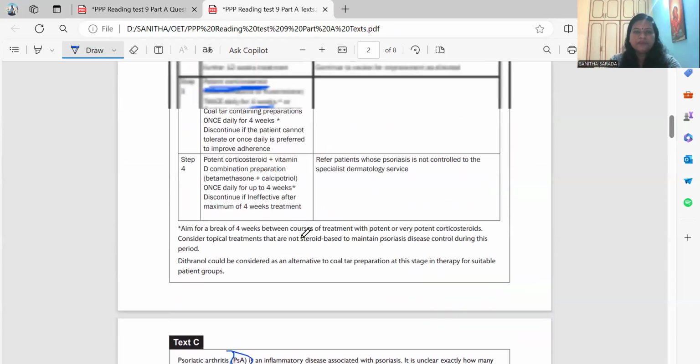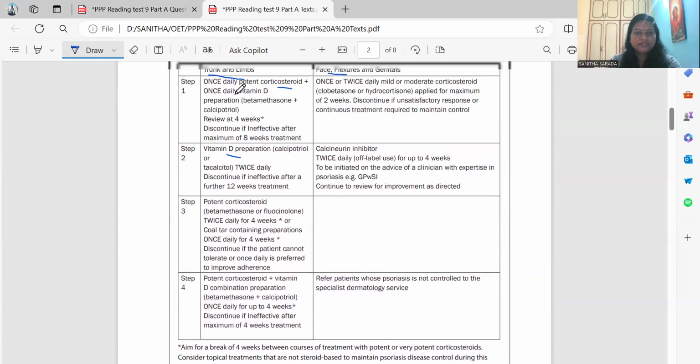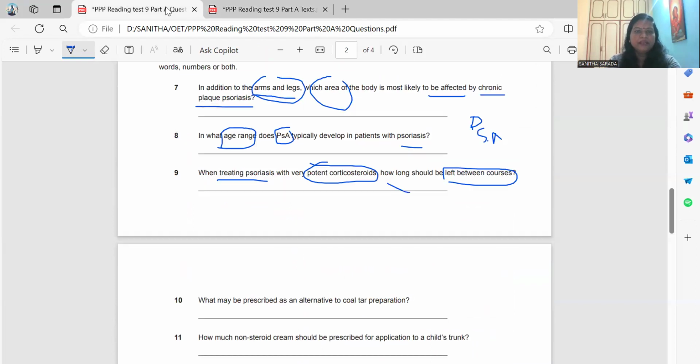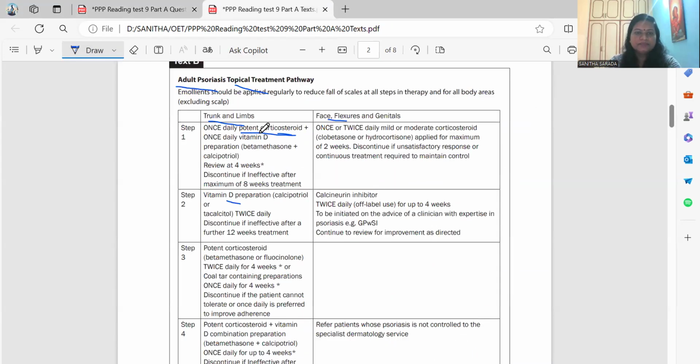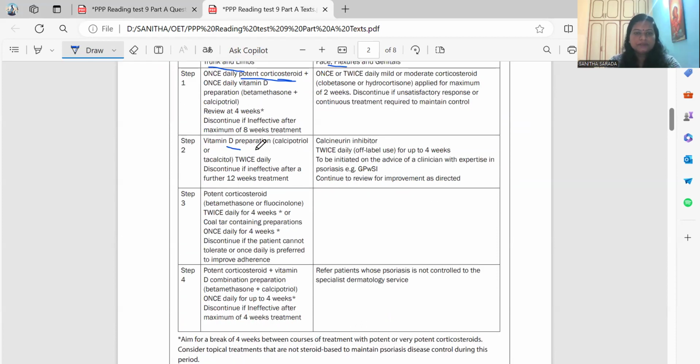So where will the potent corticosteroids be? Here we got potent corticosteroids. When treating psoriasis with very potent corticosteroids, "very potent" is the keyword. Here it is, potent corticosteroids.